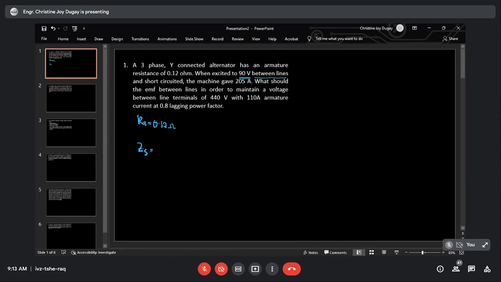We are going to solve it per phase. So we divide 90 by the square root of 3. And what else do we need? The value of our current, which is 205 ampere. Did you get how we obtained our synchronous impedance? Did you get it? Yes, ma'am. Okay, so what is now the value of our synchronous impedance?